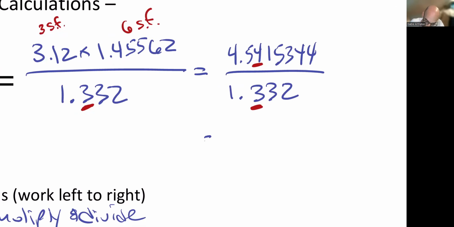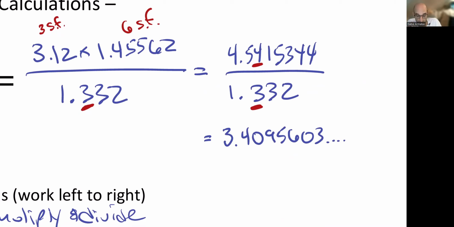Now I'm going to plug in the entirety of both of these numbers: 4.5415344 divided by 1.332, enter on my calculator. I end up with 3.4095603, and on it goes. But that's the number that I plugged in. I didn't round, and that's what I have.